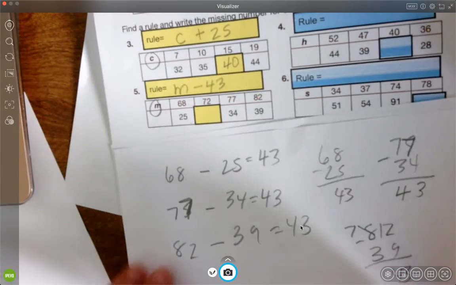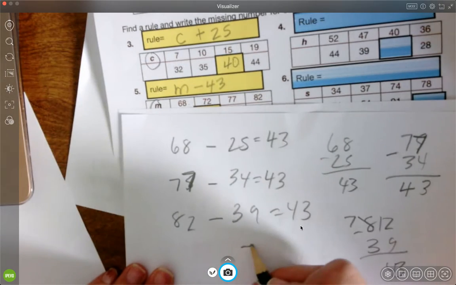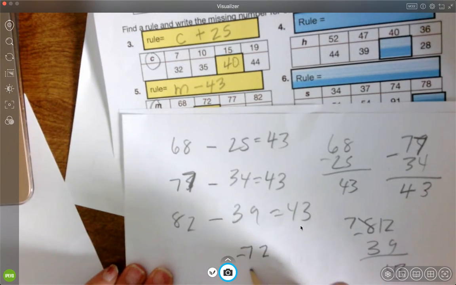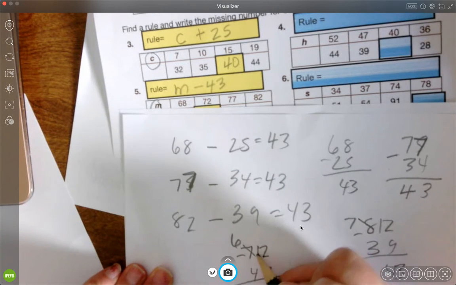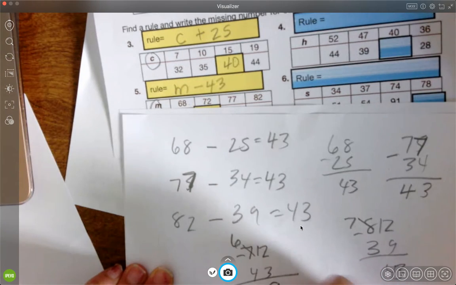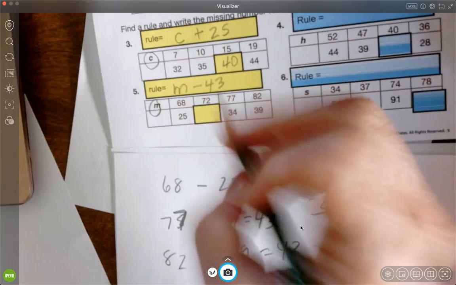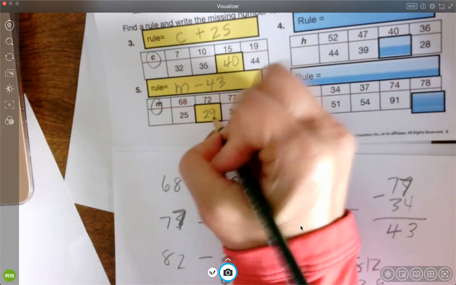And then how do I figure out this missing number? I just do a subtraction problem. I put 72 minus 43. I cross this out. This changes to 6. And I get 9. And I get 29. So my missing number is 29.